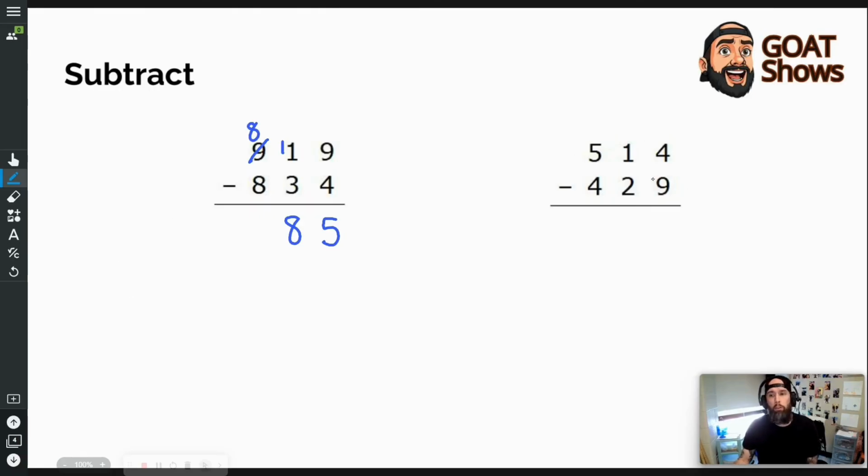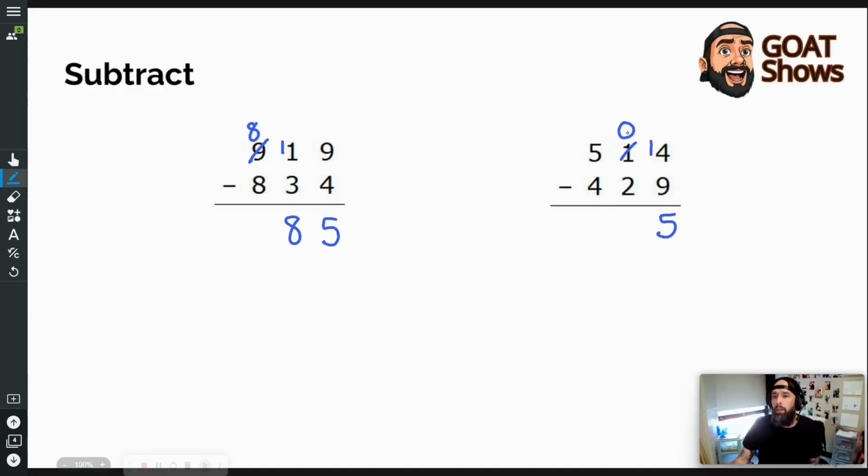Go all the way to the right. We have 514 minus 429. Go all the way to the right. 4 minus 9. I can't do it. So let's borrow 1 from 1 and make it 0. So now I have 14 minus 9. 14 minus 9 is 5.